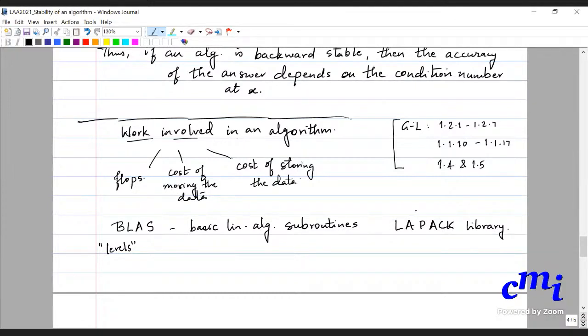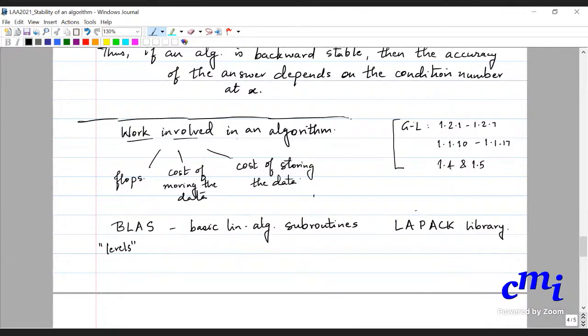So what is the cost of moving? What is the cost of storing? This is a huge area of research: reducing the cost of moving the data. In technical terms, this is called communication.